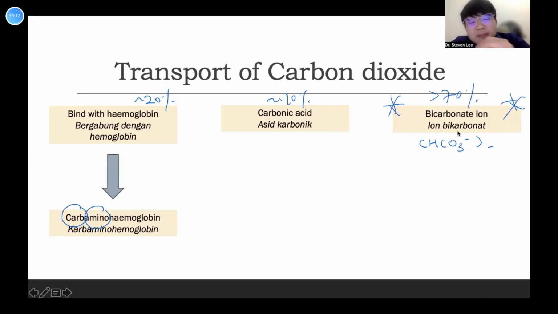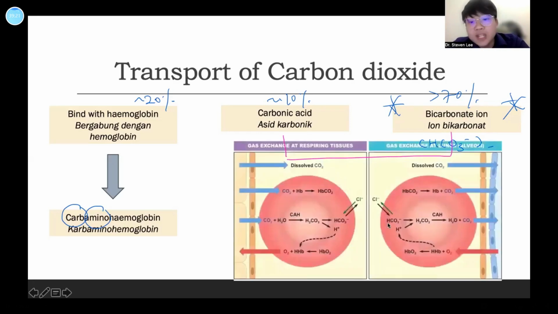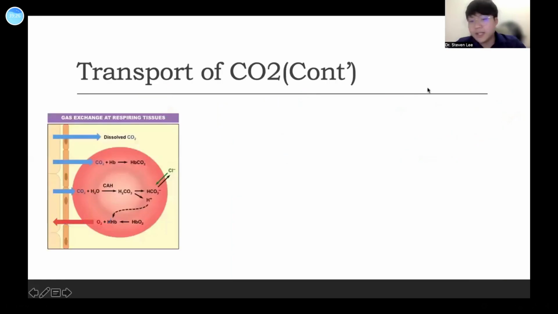Bicarbonate ion. But if you actually understand this topic very well, you notice that actually these 2 methods are essentially the same. There is just one difference only, which I'll explain to you later. This is generally the graph that shows you what happens. Maybe I'll show you in a bigger picture. Okay, so this is a bigger picture.